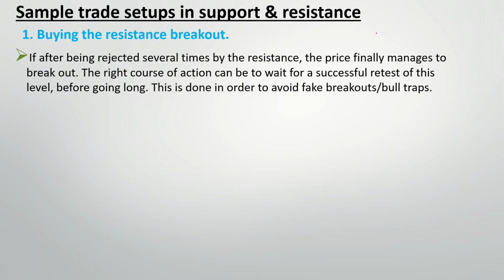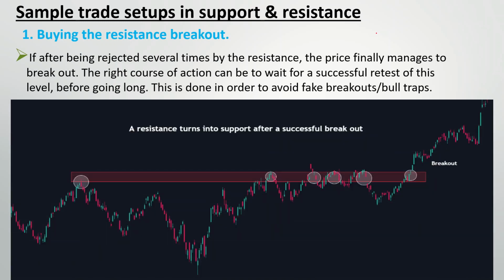You can buy the breakout of a resistance point, and put a stop loss below some support zone, or below any significant swing lows. You can put a stop loss here if you have traded here, or if you want to be aggressive, you can place your stop loss at this point.